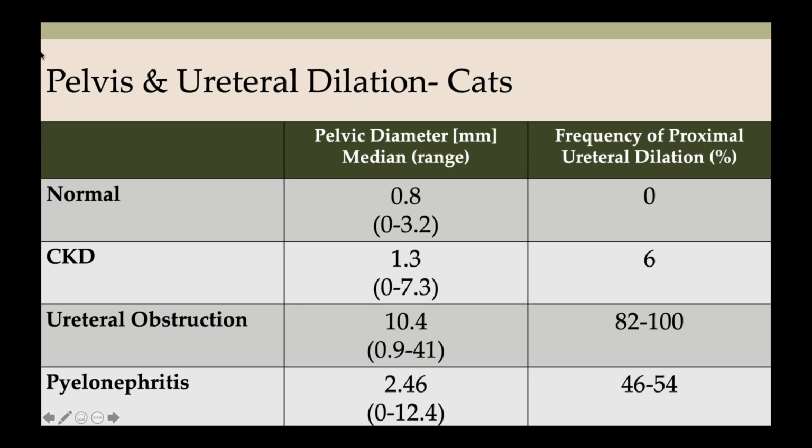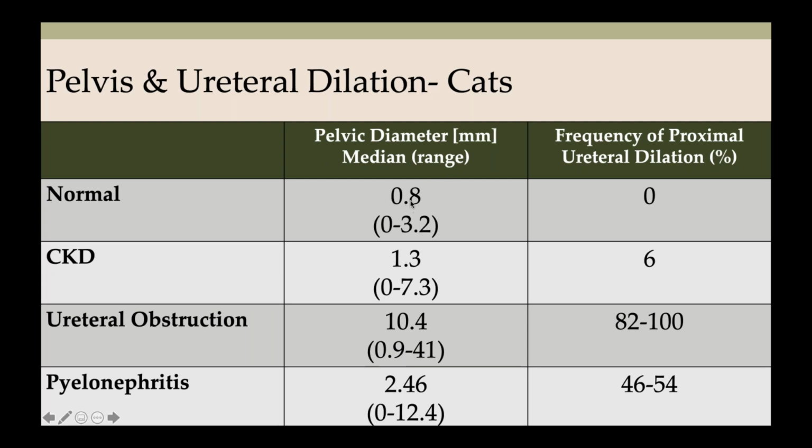I'm sorry I don't have the references on this slide, but this is actually me going through the various literature that's looked at normal cats, cats with CKD, and those publications looking at ureteral obstruction, which includes pulling the data from the stent, the SUBs manuscripts, and the circumcaval ureter paper. And then what we know a little bit less about is pyelonephritis, but it just gives an idea of what's been reported. This is the median as well as the range of pelvic diameter.